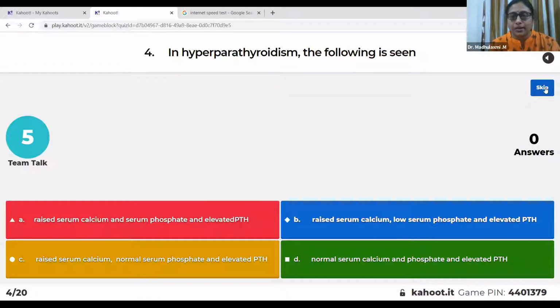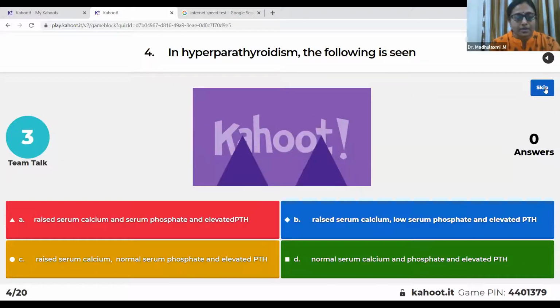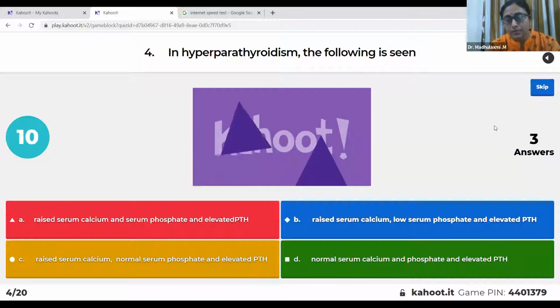In hyperparathyroidism, the following is seen. I think this is a pretty straightforward question. This is primary hyperparathyroidism. Okay, the question is for primary hyperparathyroidism. Is it raised serum calcium, raised serum phosphate, and increased parathyroid hormone? Is it raised serum calcium, low serum phosphate, and increased parathyroid hormone?